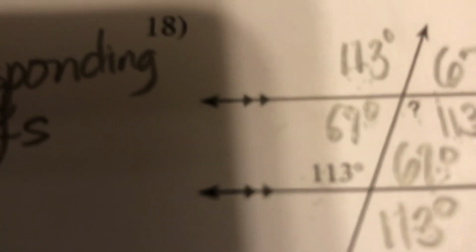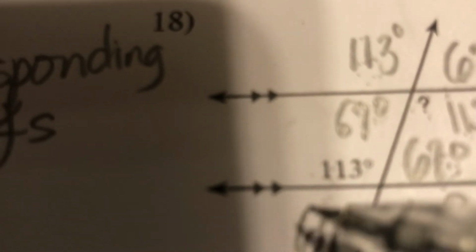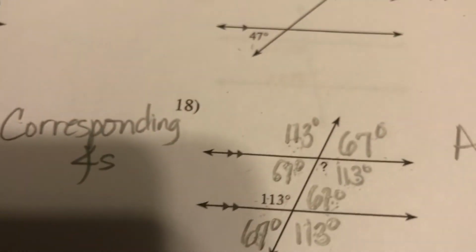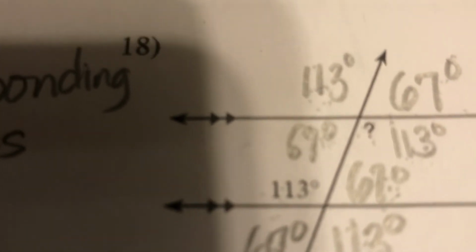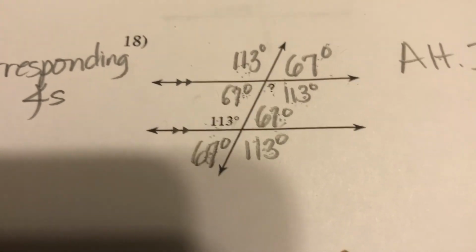And on our final one, this one has to be a 67. It's vertical with this one. It's supplementary with this one. Supplementary with this one. It is corresponding with this one. Alternate exterior with this one. So there's lots of different reasons. But that is how we use those angles and those angle identifications to find out what the measurements of those angles are. And that's our lesson for today.